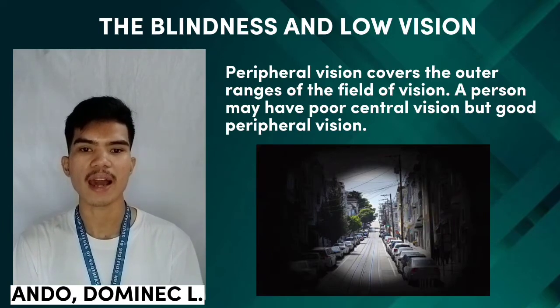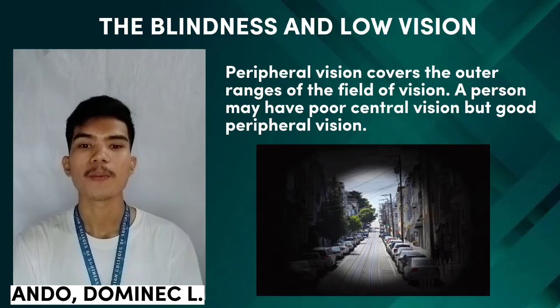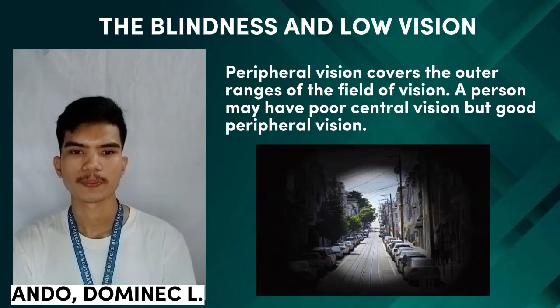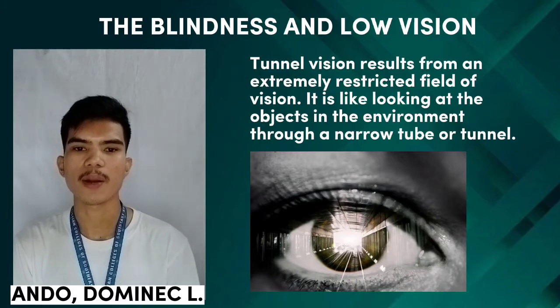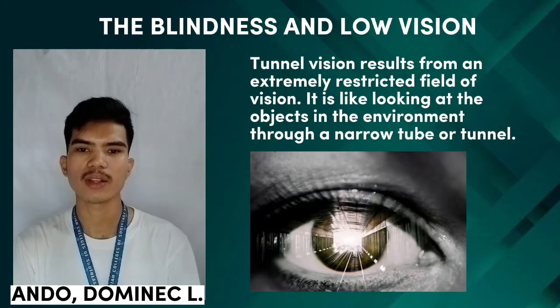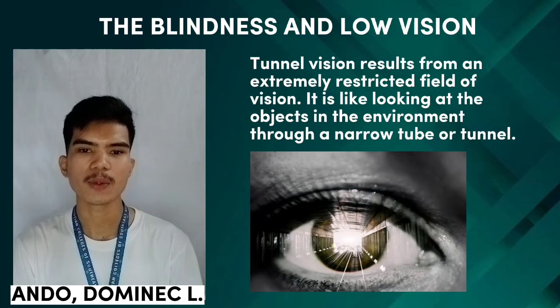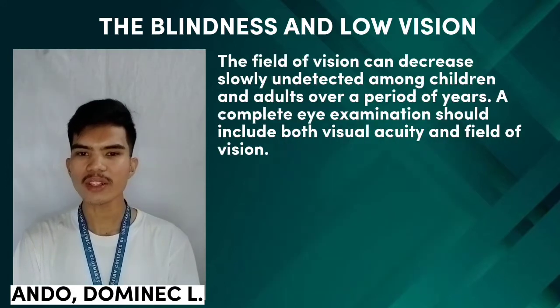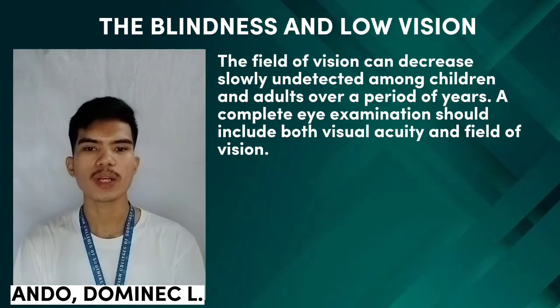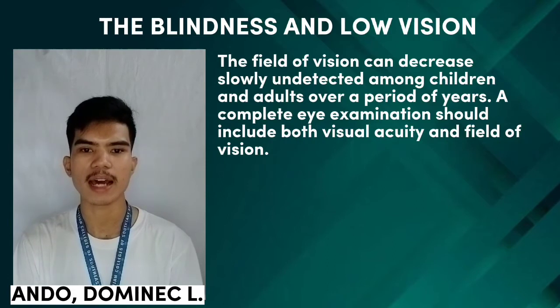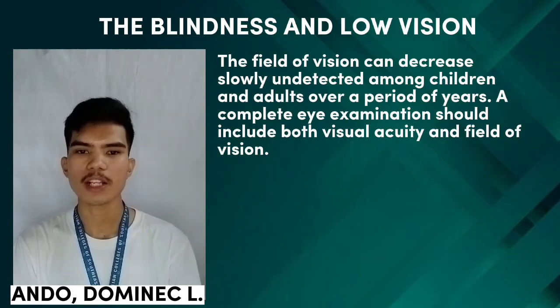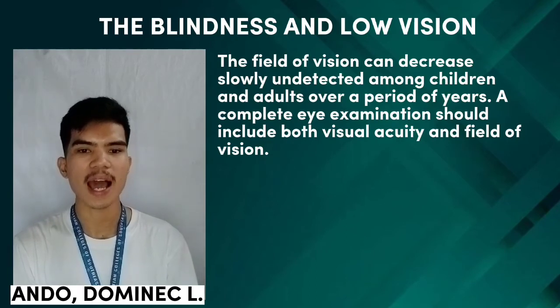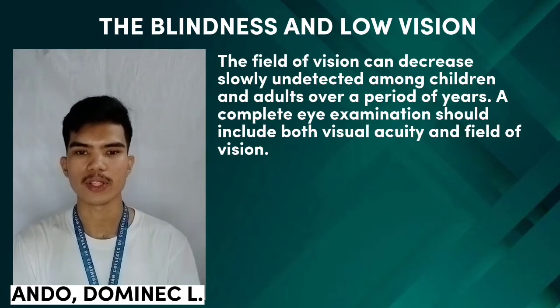A person may have poor central vision but good peripheral vision. Tunnel vision results from an extremely restricted field of vision. It is like looking at the objects in the environment through a narrow tube or tunnel. The field of vision can decrease slowly undetected among children and adults over a period of years. A complete eye examination should include both visual acuity and field of vision.